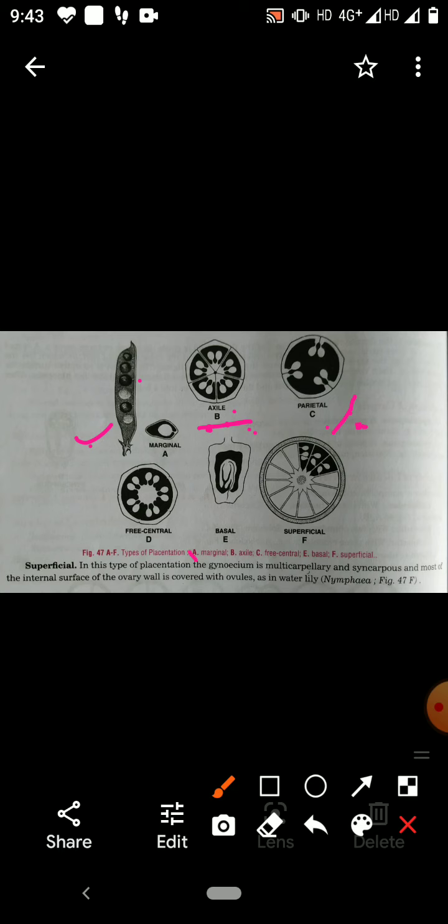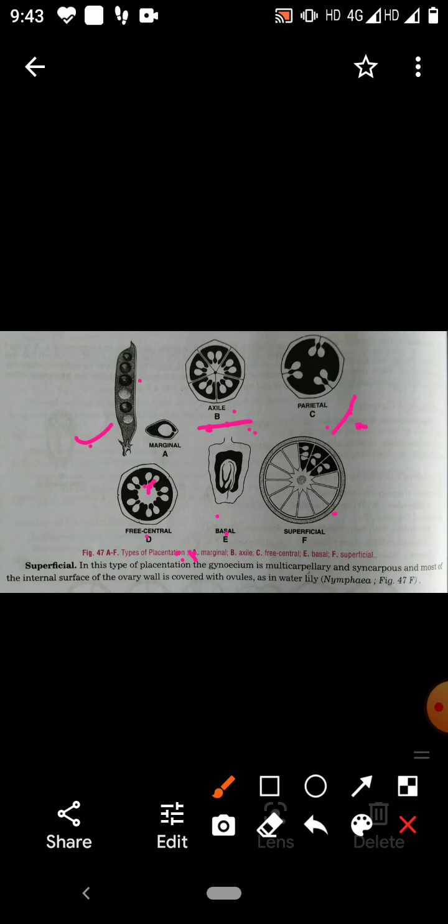Next is free central. This type of placentation is in the multicarpellary syncarpous unilocular ovary, and ovules appear to arise from the central column. So this is the central column, ovules arise from this. Basal placentation. This is a unilocular ovary and ovules arise from the base of the ovary. This type of placentation is found in the sunflower.